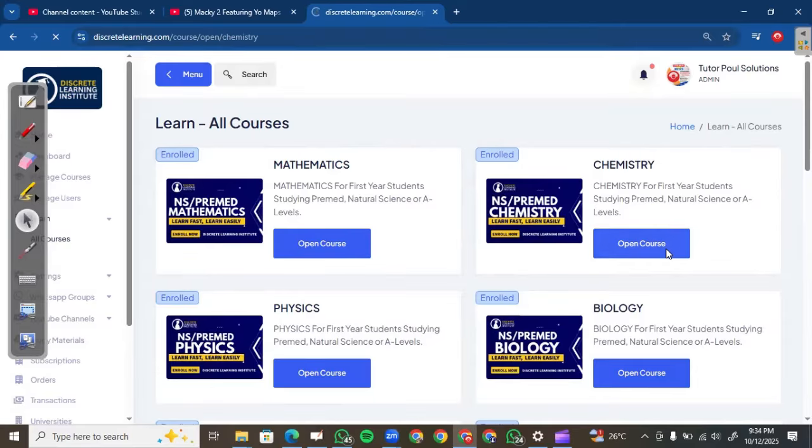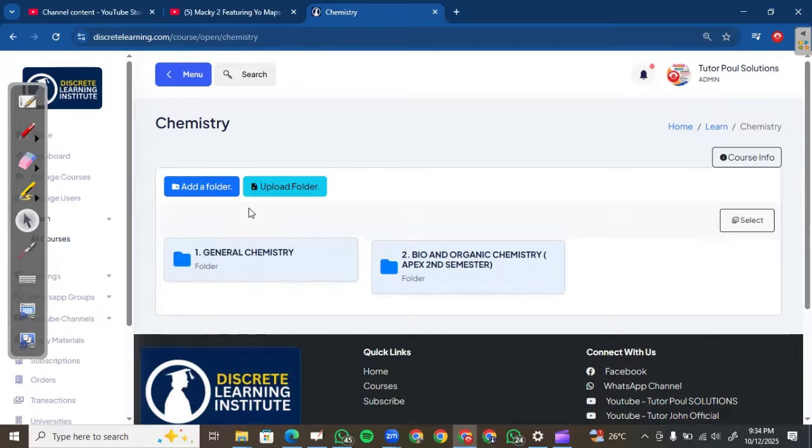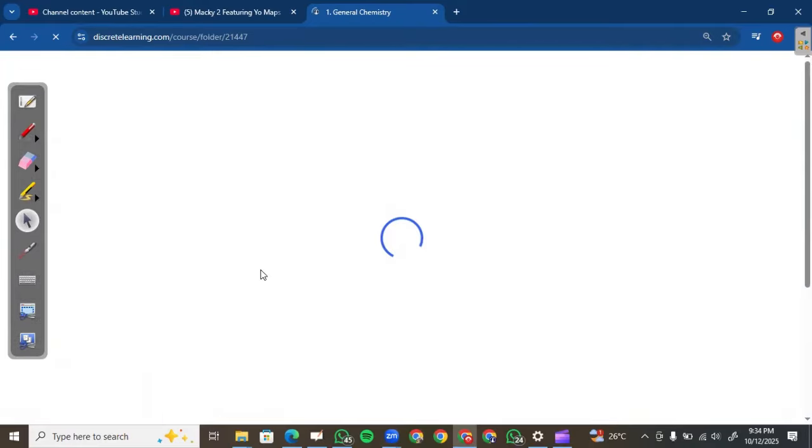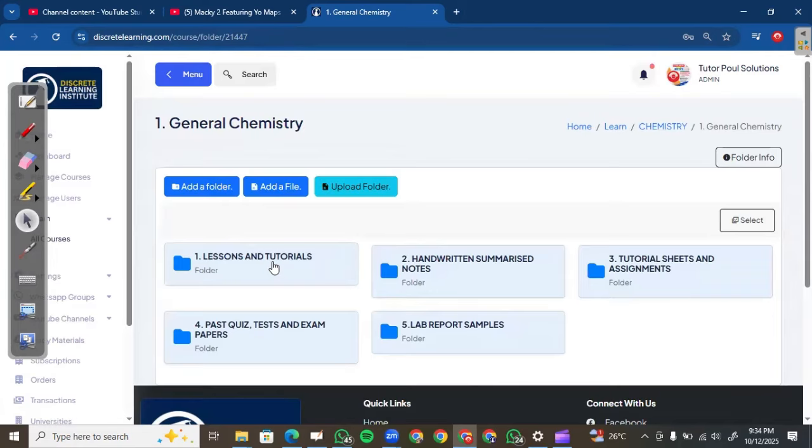So if you subscribe for chemistry, you can open it and then you go in this folder for general chemistry, if you are first semester Apex or you are at any other university. And then if you are second semester Apex, you come to this folder. But that's first semester, so I go to first semester general chemistry. Okay, so this opens. Here we have lessons and tutorials. Each topic will be explained in full, and the videos are there waiting for you.